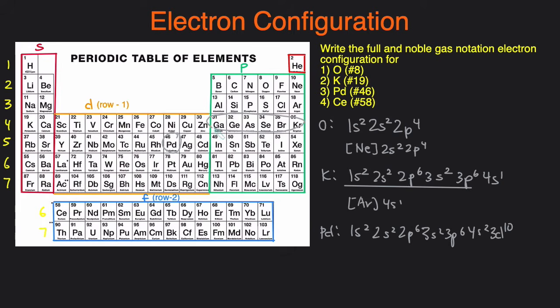And then this is the p block, and that'll be 4p, because the number in front of the p is just the row number. So that'll be 4p, and there's 6 there. So 4p6. And then after the 4p, we move on to number 37, number 38. And that's 5s, and there's 2 of them.